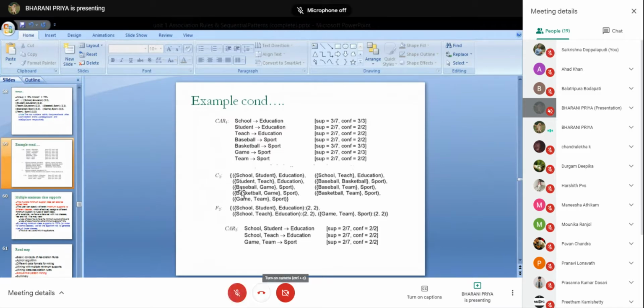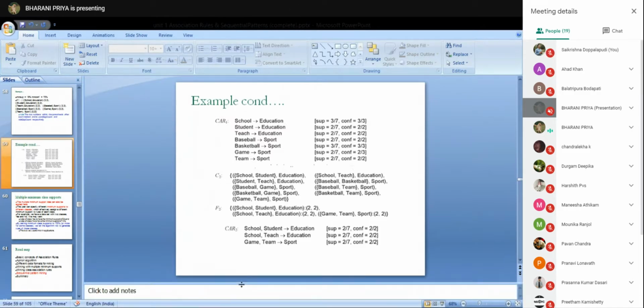Yes, class association rule 1, rule 2. So from these frequent items, this is the very simple algorithm. Okay, we are finding the rules. Any doubts? No.